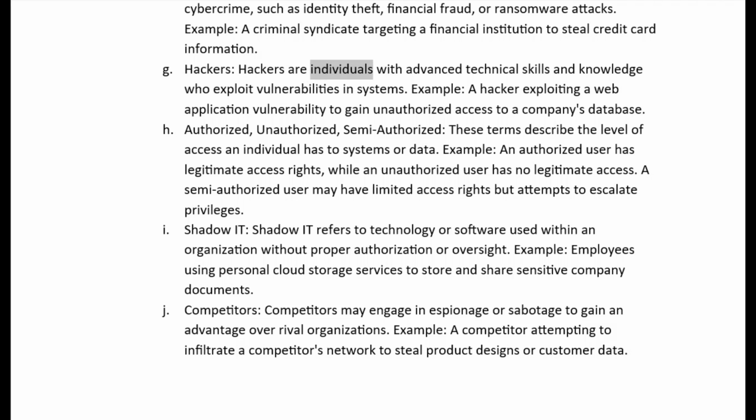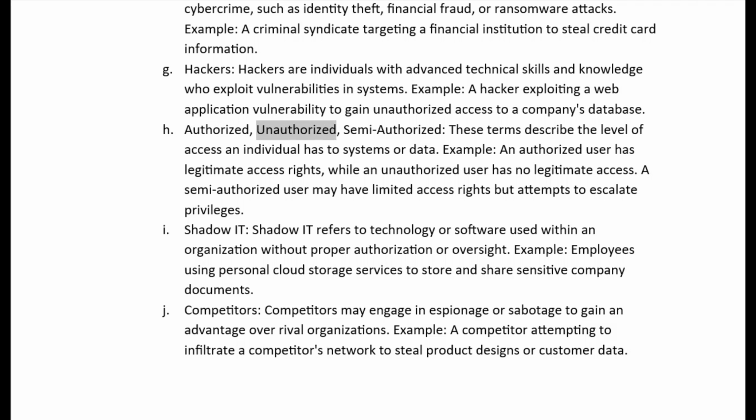Hackers are individuals with advanced technical skills and knowledge who exploit vulnerabilities in systems. Example: a hacker exploiting a web application vulnerability to gain unauthorized access to a company's database.